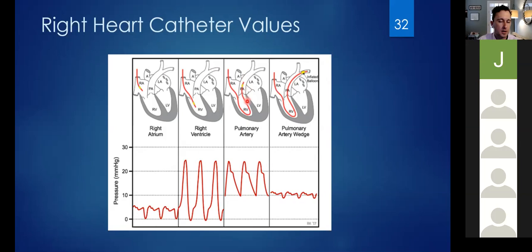Then we get into our pulmonary artery. Our systolic pressures are about the same as the right ventricular systolic pressure, which makes sense because the blood's being pumped from the right ventricle. And then our diastolic pressures are a little bit higher, and that's because our pulmonary valve is closing, and so it's providing a higher diastolic pressure. And as we make our way through the distal ends of the pulmonary arterial system, we can obtain our wedge pressure, which, as we said, is around 10.